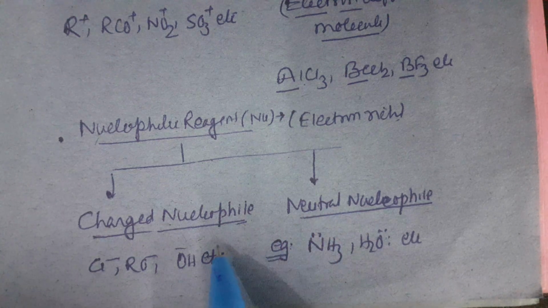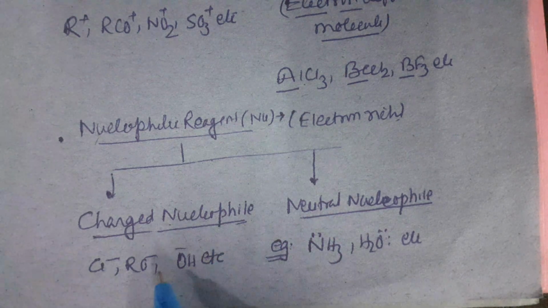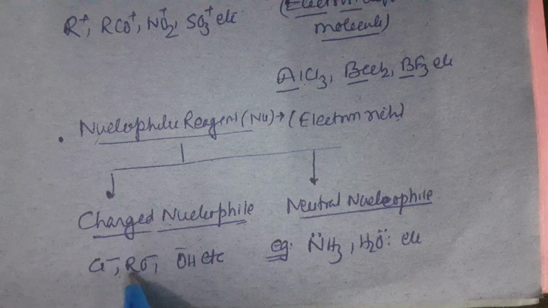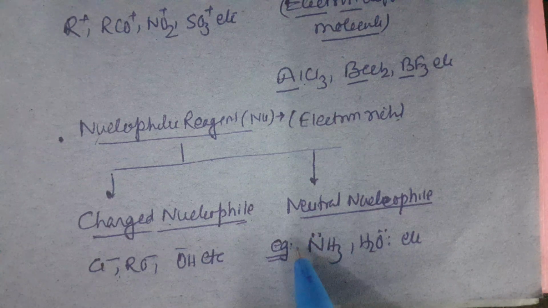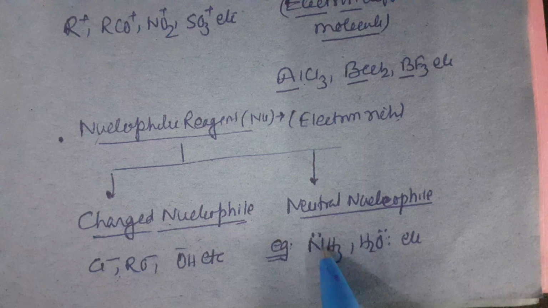So what are charged nucleophiles? All the negatively charged ions are examples of charged nucleophile. And what are neutral nucleophiles? These are electron rich species but do not possess any charges on them. And these are covalent molecules in which the central atom possesses an unshared pair of electrons, like ammonia.